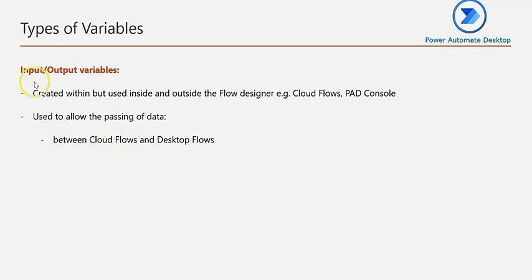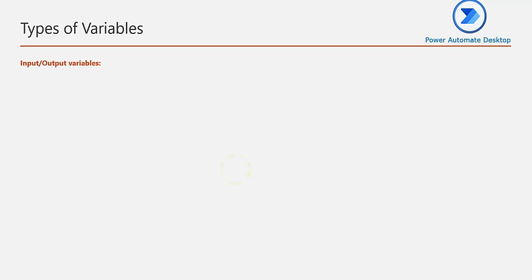Why are input output variables used? They are used to allow the passing of data between cloud flows and desktop flows, or between two desktop flows itself. Now we are talking about calling one desktop flow from another desktop flow. Earlier we were talking about calling a desktop flow from a cloud flow. And the third is it's used to pass data from the main console. When it is run from the main console, you can pass any data. I will be showing you all three options.